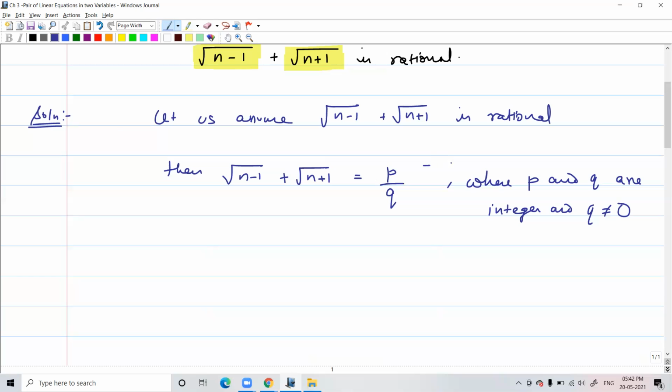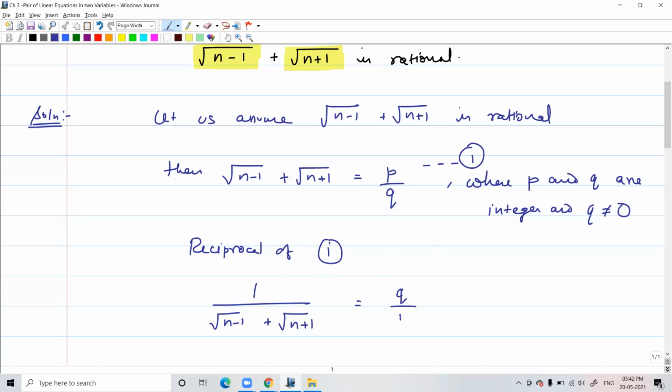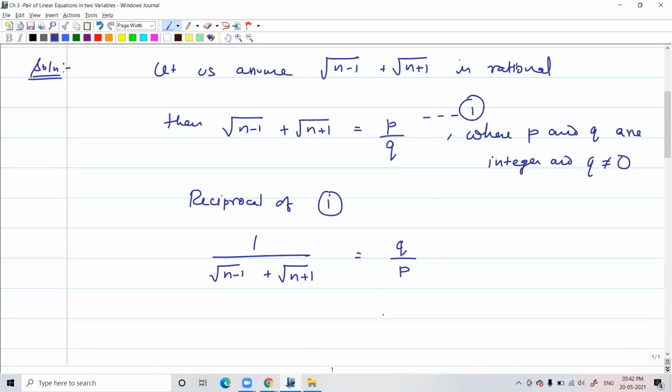let me call this the first equation. So square root of n minus 1 plus square root of n plus 1, I'm calling it p by q. Let's take the reciprocal of this. So what will happen? This will become square root of n minus 1 plus square root of n plus 1, and this will become q by p. Why am I doing this? That will start making sense after some time. Just hold on.